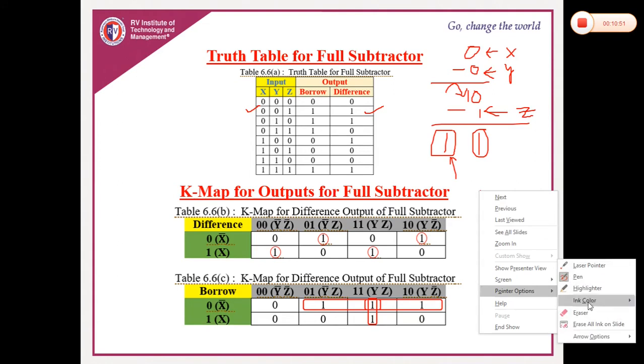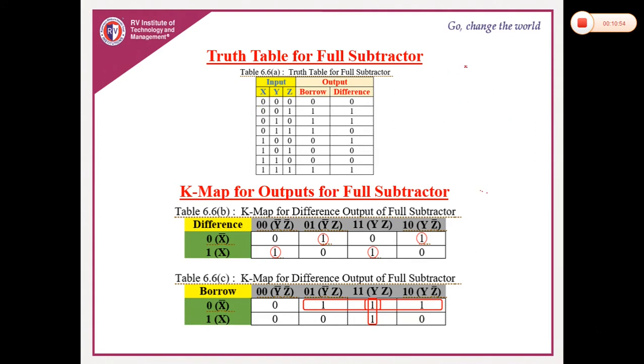Next combination, 0 1 0, that is 0 minus 1. Again it is not possible. So first we have to take borrow. Whenever we take borrow, output is 1. Please remember. Then it will become 1 0, so 1 0 means 2. 2 minus 1 is 1. Then minus z, which is 0. So 1 minus 0 is 1. So both difference and borrow are 1.